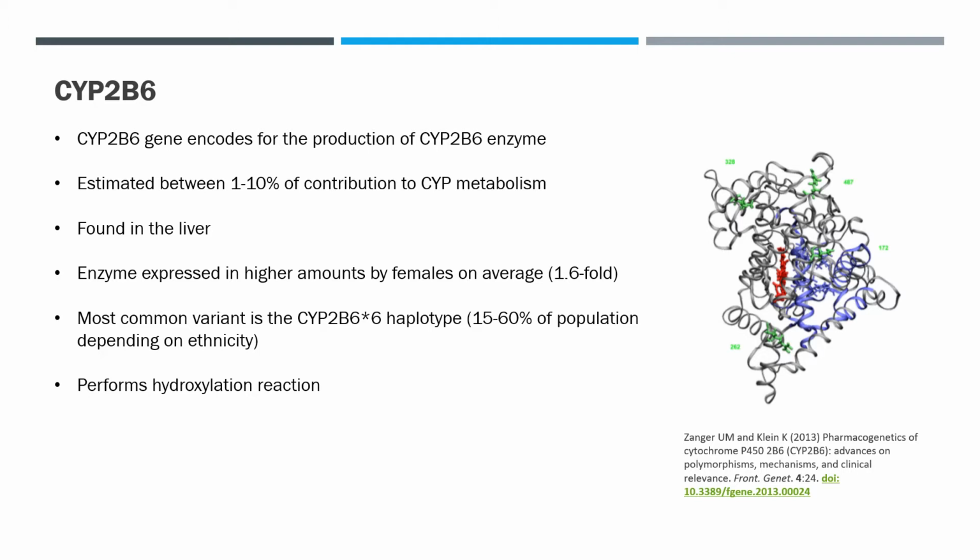The enzyme is expressed in higher amounts in females on average, about 1.6-fold, and that's in the expression of the enzyme itself. When you look at actual mRNA expression, it's around 4 times higher expression in females than it is in males. The most common variant of CYP2B6 is the CYP2B6*6 haplotype. Depending on the ethnicity of the patient, around 15 to 60% of any given population can have this haplotype. The main function of CYP2B6 in general is to perform a hydroxylation reaction, which we'll see in a minute coming up.